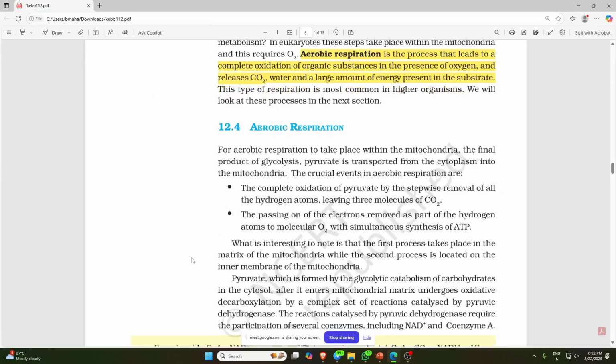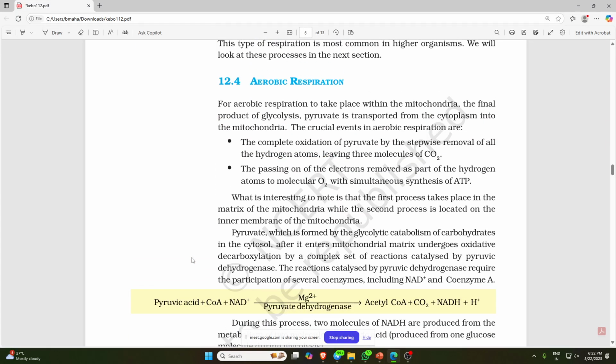Now comes aerobic respiration. For aerobic respiration to take place within the mitochondria, pyruvate, the final product of glycolysis, is transported from the cytoplasm into the mitochondria. The crucial events in aerobic respiration generally have two steps. One is the link reaction, pyruvic acid to acetyl coenzyme A, and that acetyl coenzyme A will get to carbon dioxide, completely oxidized in what is called the Krebs cycle.